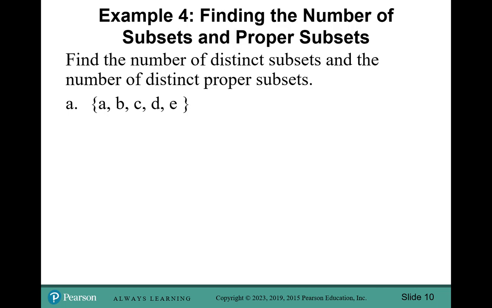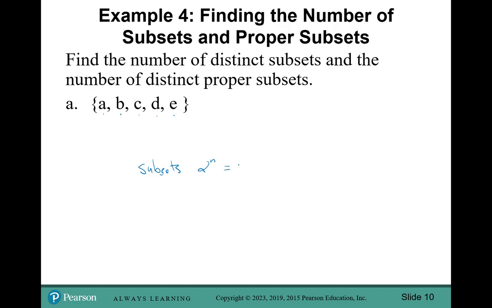Let's find the number of subsets and proper subsets. Find the number of distinct subsets and the number of distinct proper subsets. Because we now have the equation, we do not have to make a list of these subsets and proper sets unless the question specifically asks for it. For subsets, we know that the equation is 2 to the n. How many elements are in here? 1, 2, 3, 4, 5. We have 5 elements in this set.